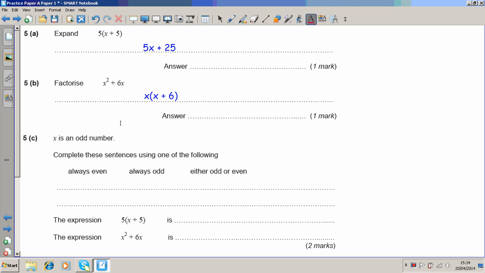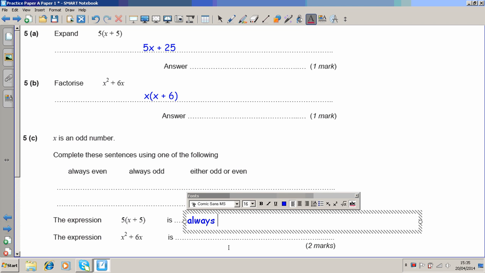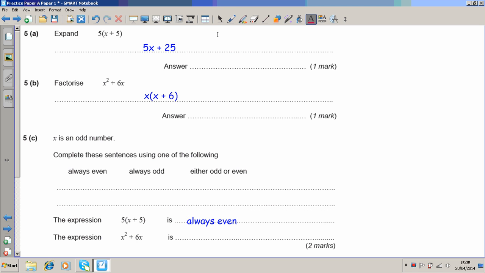Okay, x is an odd number. Complete these sentences using one of the following. Okay, so x is odd, say 3. If you add on 5, you get 8. You get an even number. An odd and an odd is an even, and then even times by anything is going to be even. So always even on that one.